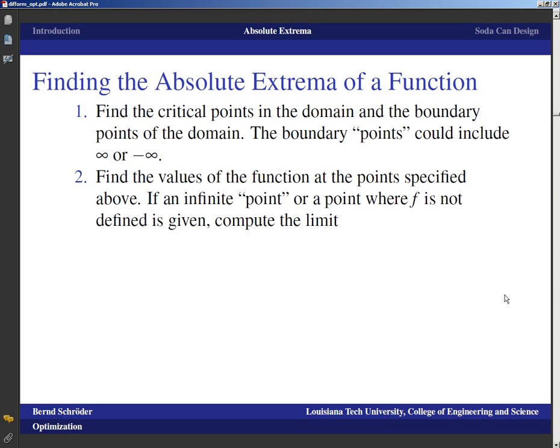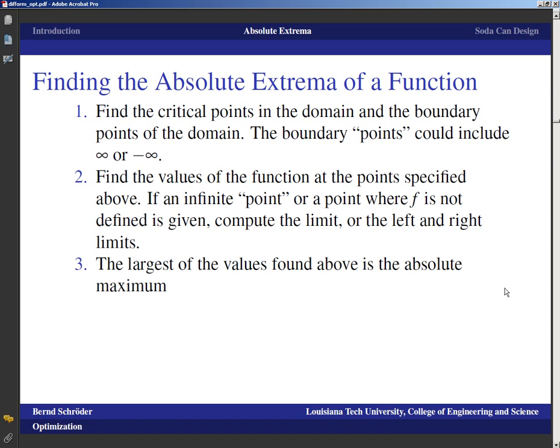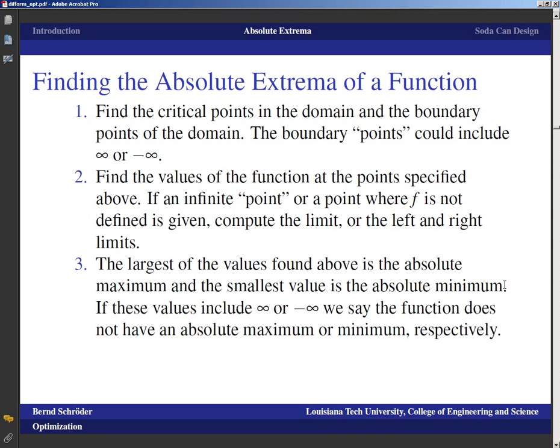And if an infinite point, or a point where f is not defined, is among these points, then we would compute the limit as x goes to infinity or as x goes to minus infinity, or the left and right hand limit if these are points that are inside the domain where the function is not defined, or if it's not defined on a boundary point that is not infinity or minus infinity, we would also compute one-sided limits there. The largest of those values that we find in number 2 is the absolute maximum. The smallest value is the absolute minimum.